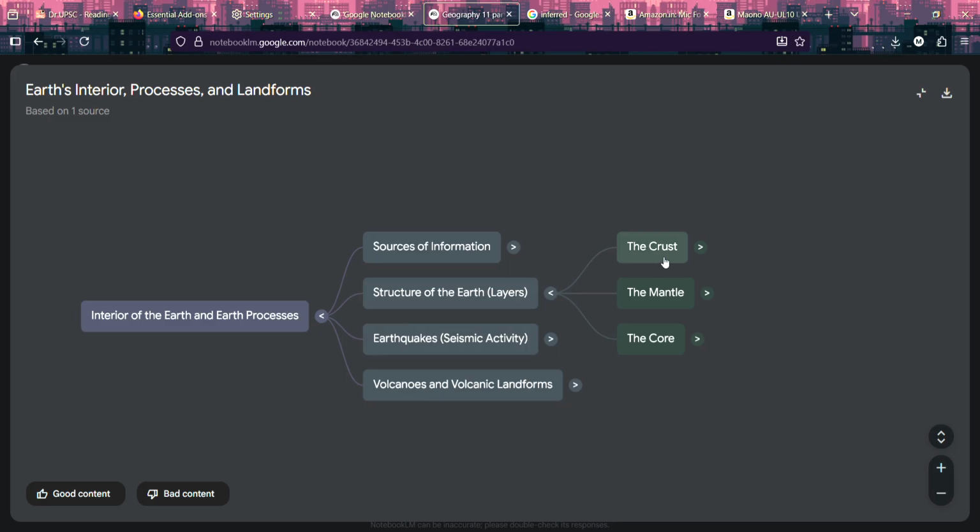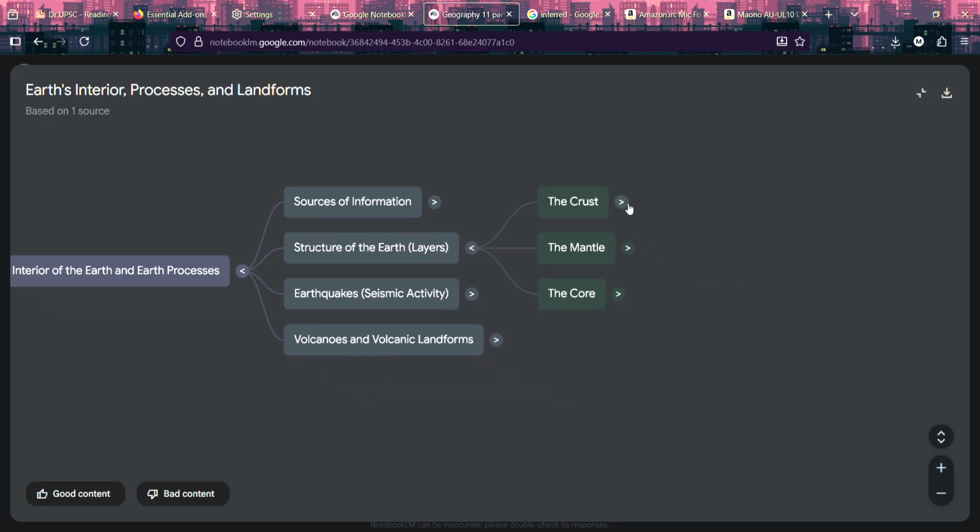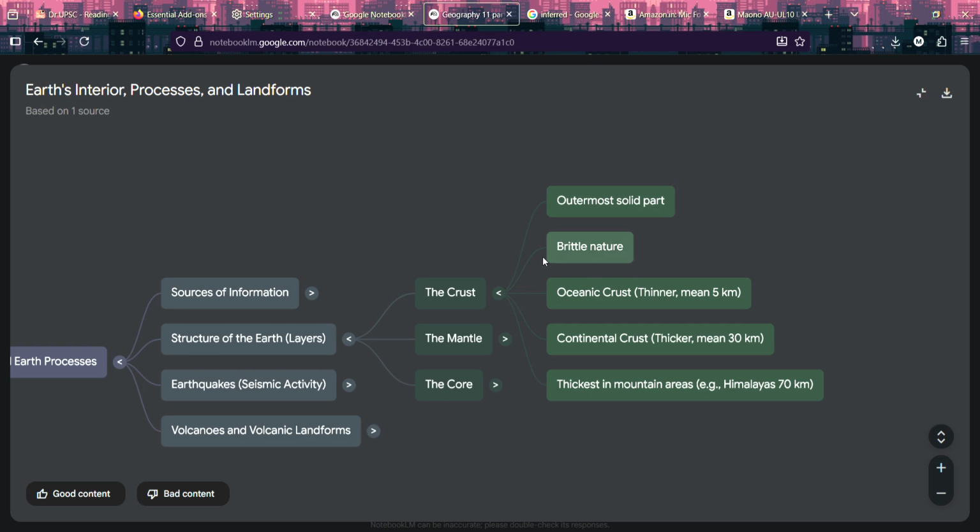Now the structure of earth. The uppermost is the crust. The crust is the outermost part. It is brittle in nature. Oceanic crust is the thinner part, and the thicker part is continental crust, in which we live, like Asia, Australia. It is thickest at the mountains. The Himalayas are about 70 kilometers thick.